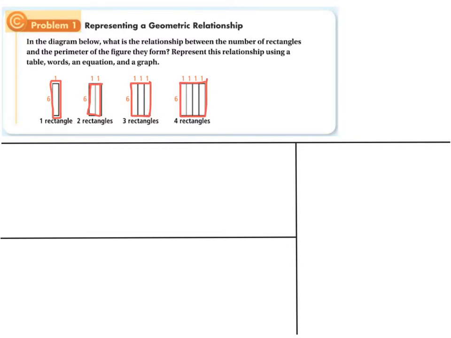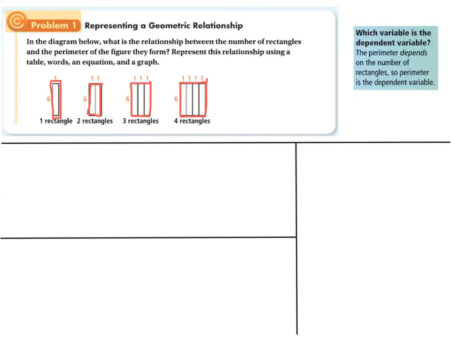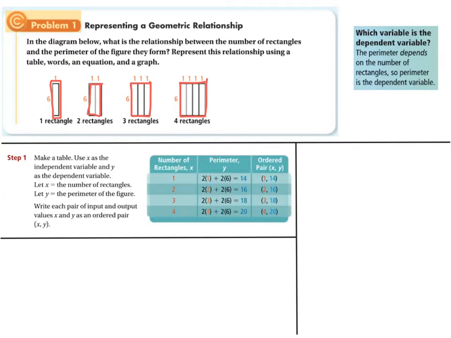Now, interestingly, when we're talking about independent and dependent variables, which variable is the dependent variable? Well, the perimeter depends on how many rectangles we've got sitting together, okay? So the perimeter is the dependent variable. It depends on how many rectangles we've got, okay? So first step, and I'm sorry, it's kind of small. First step, make a table, okay?